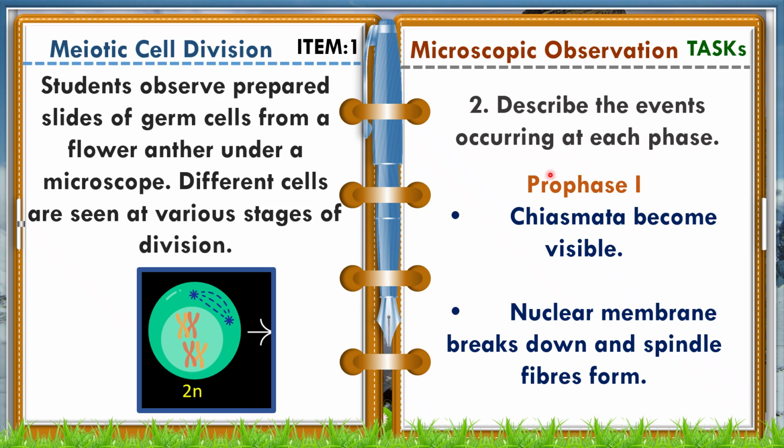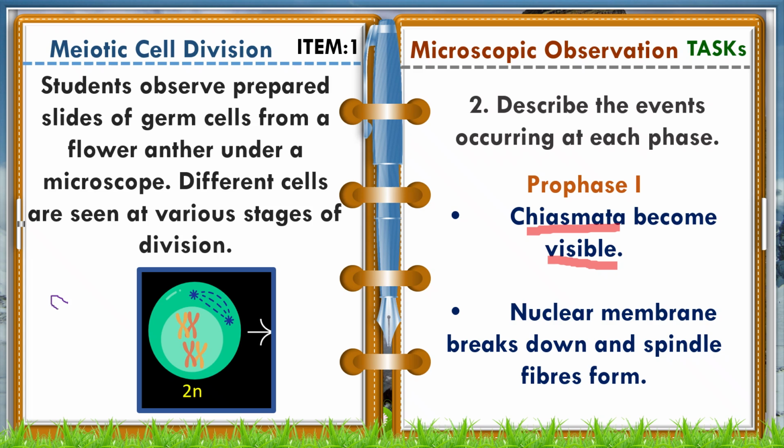Then still under prophase 1, there is what we are referring to as the chiasmata. Chiasmata become visible. Now, the chiasmata is that point where crossing over takes place. When the two cross over like that, that point of crossing over is what we call a chiasmata.